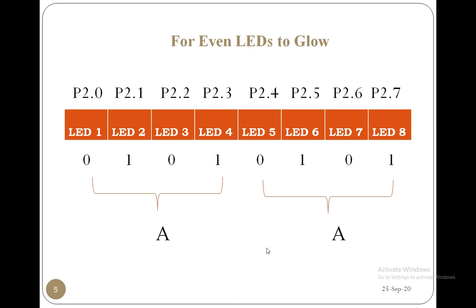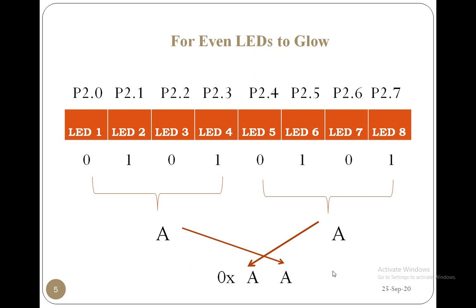We have to represent this bit pattern in hexadecimal, so I am representing it as 0xAA. Now what are this A and this A? P2.0 starts from here, so this bit I have to write at this point, and this one at this point. So this is the LSB and this is the MSB, right? That is what you have to write. So 0xAA is the pattern we are specifying in hexadecimal.